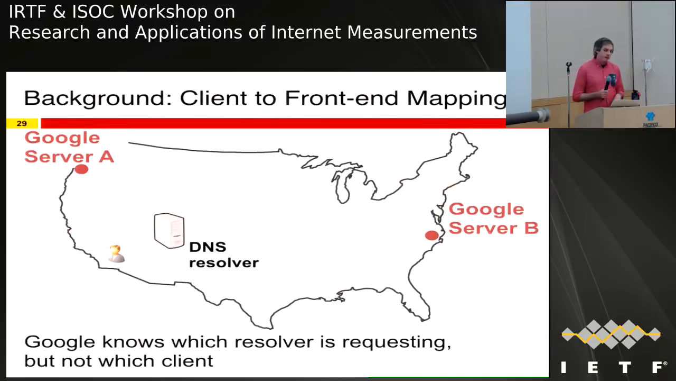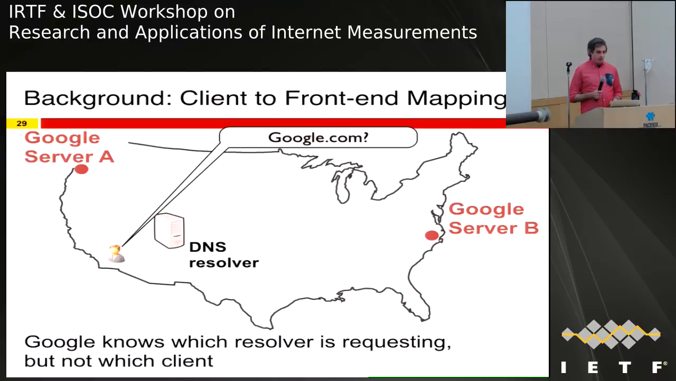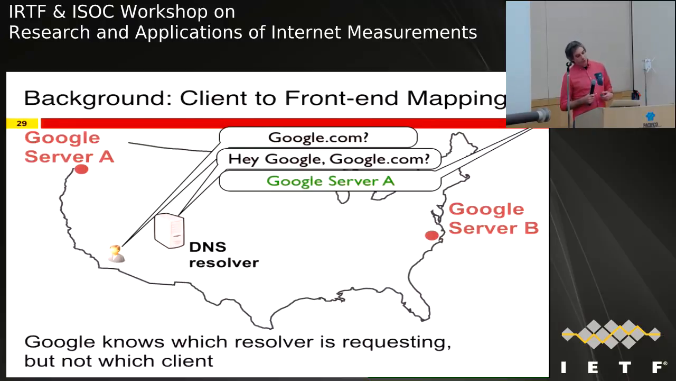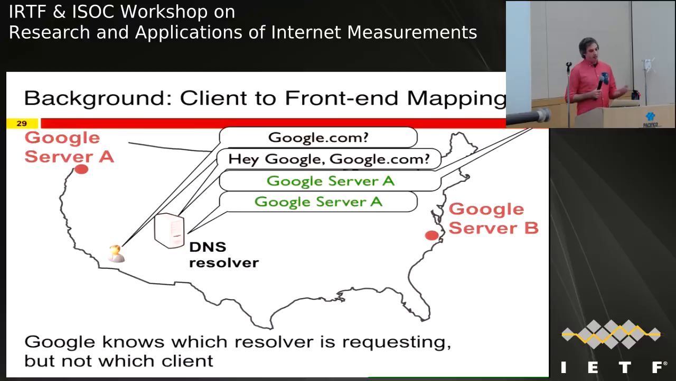I'll give a little bit of background just so you can understand it and quickly walk through this. How does the client know which Google server to use? It's going to issue a DNS request through its local DNS resolver. The local resolver will forward that on to the authoritative resolver. The authoritative resolver will reply with the address of a particular server. The local resolver passes that back to the client, and then the client uses that server.